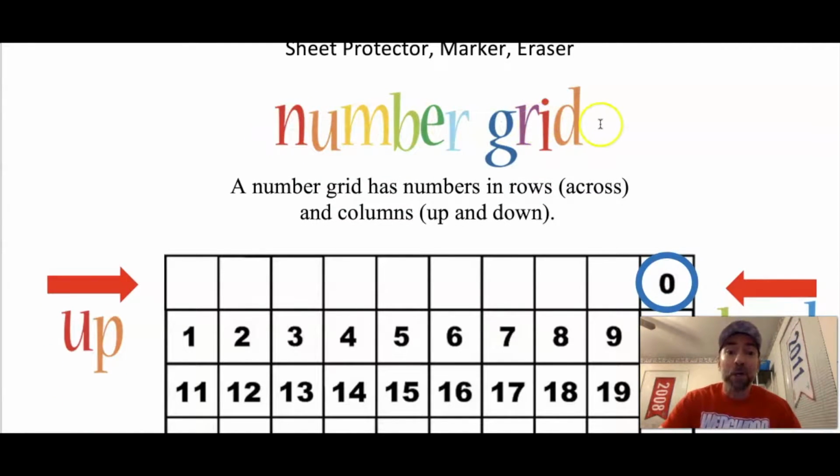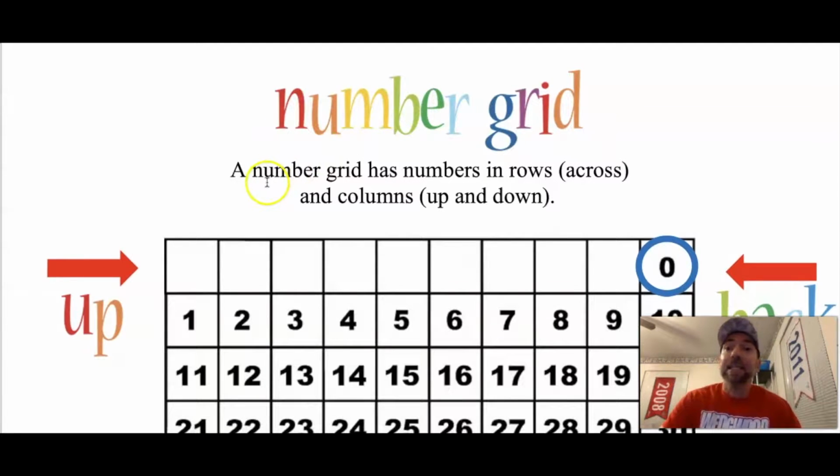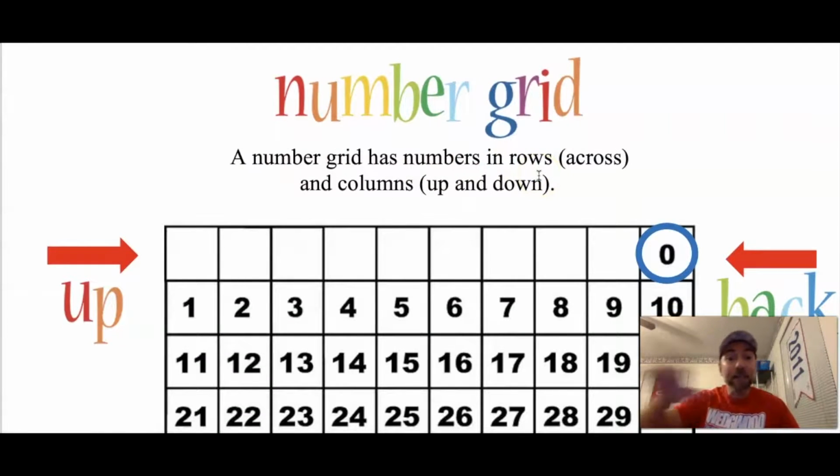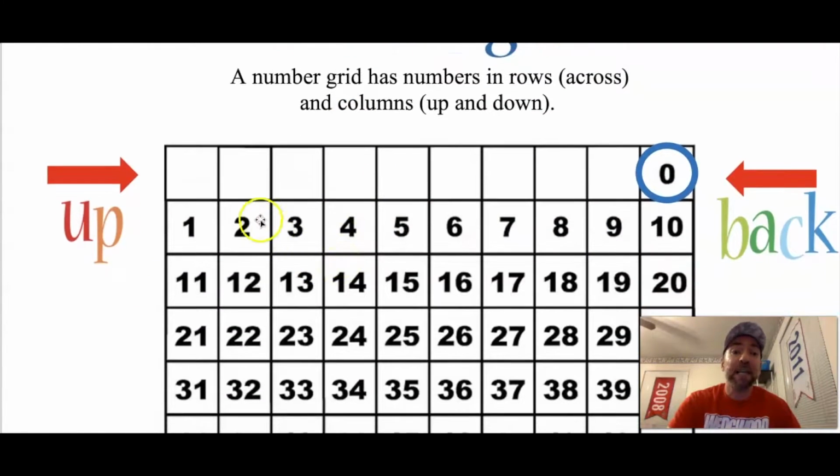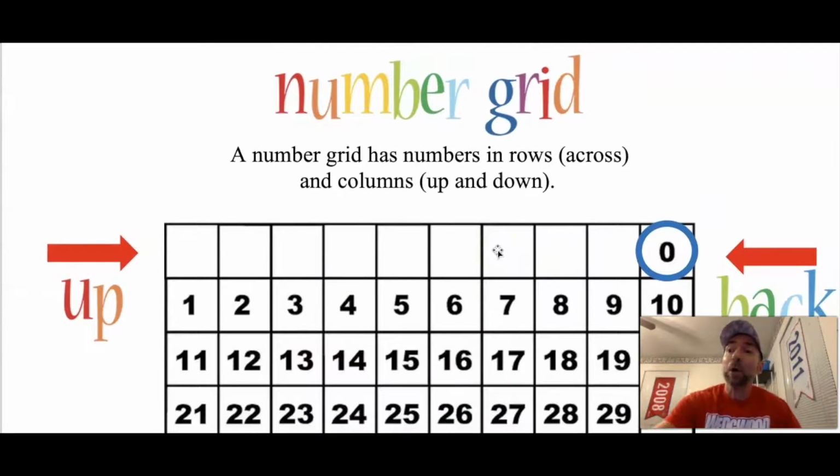A number grid has numbers in rows, and those rows go across. These are all rows. And a number grid has numbers in columns, which go up and down. So you can see on your number grid, your my hundredths chart, that you have numbers that go across, and you have numbers that go up and down.